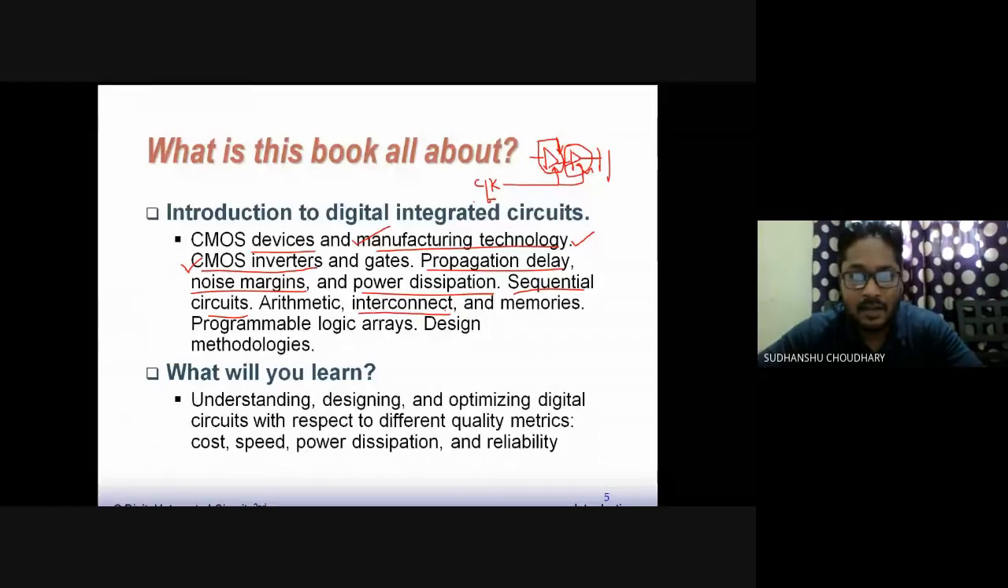Okay? And then we'll talk about memories, SRAMs, DRAMs, PLAs, programmable logic arrays, and the design methodologies. So this design methodology is again an important thing. That is how you will design your digital circuit. What are the methodologies which are present? So you will learn all these things in this course.